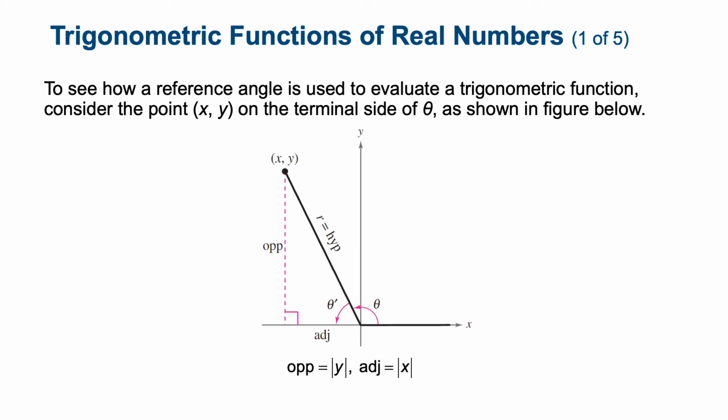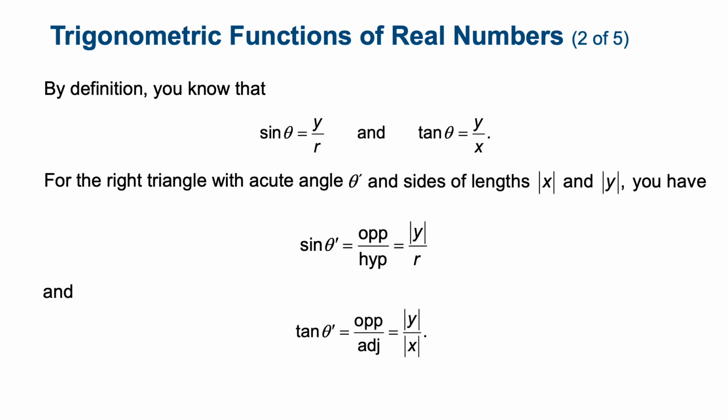So what else do we know? We know by definition that sine of theta is equal to y over r, and tangent of theta is y over x. So for the right triangle with this acute angle theta prime and the sides of lengths absolute value of x and absolute value of y, we have that sine of theta prime is absolute value of y over r because it's opposite over hypotenuse, and tangent of theta prime will be absolute value of y over absolute value of x, opposite over adjacent.